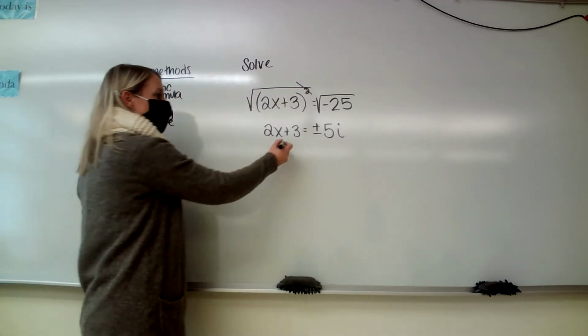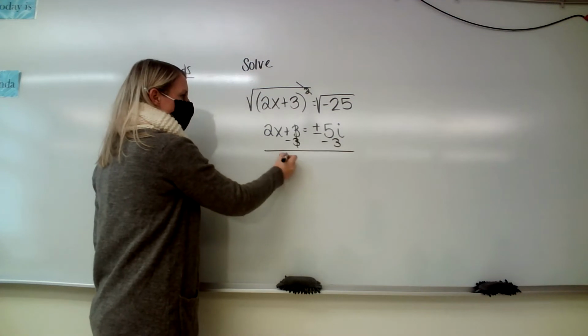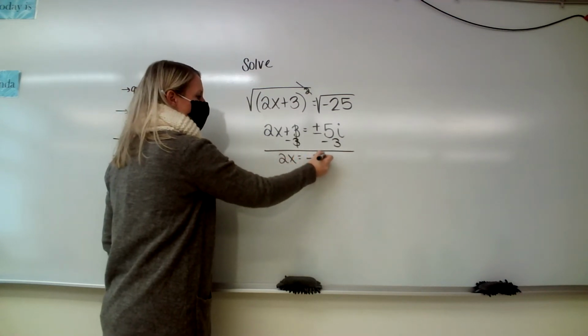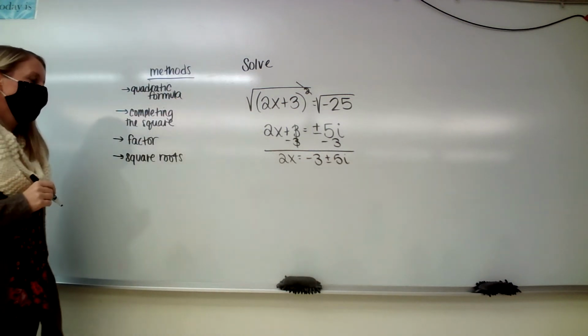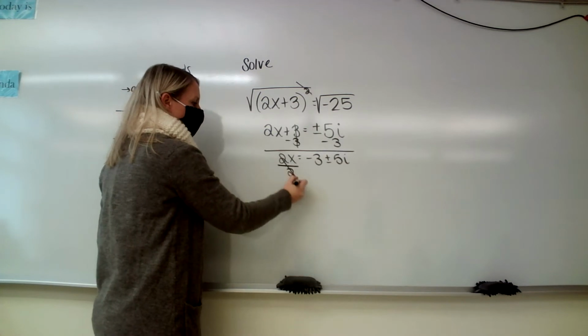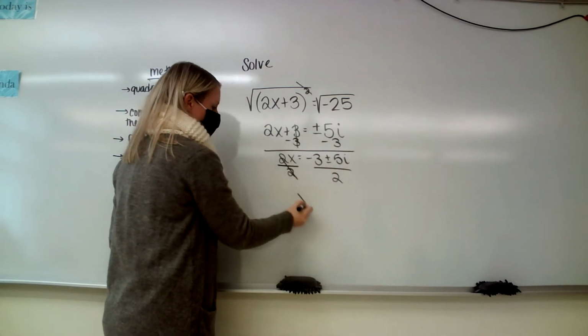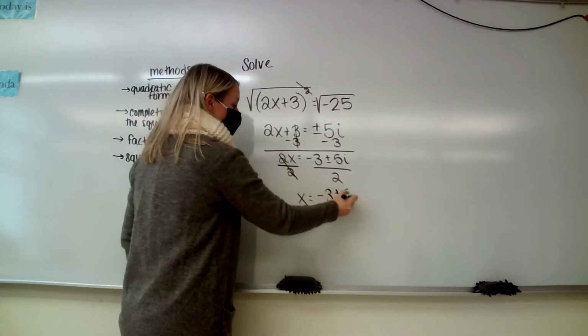Our main goal is to solve for x, so subtract 3. 2x equals, I'm going to write that as negative 3 plus or minus 5i, because the plus or minus kind of separates them. And then I'm going to divide by 2. I'm just going to leave my answer like that, negative 3 plus or minus 5i over 2.